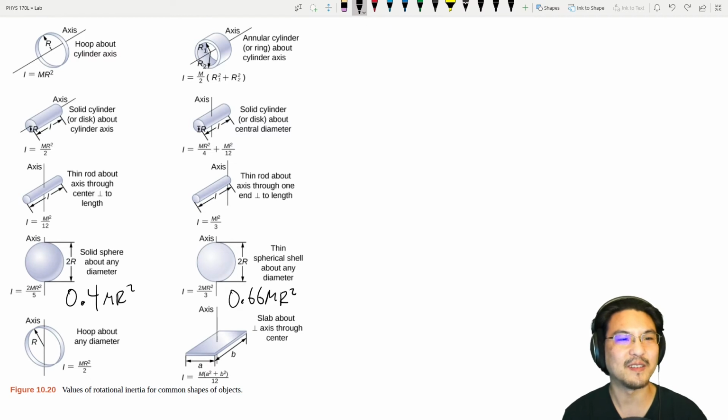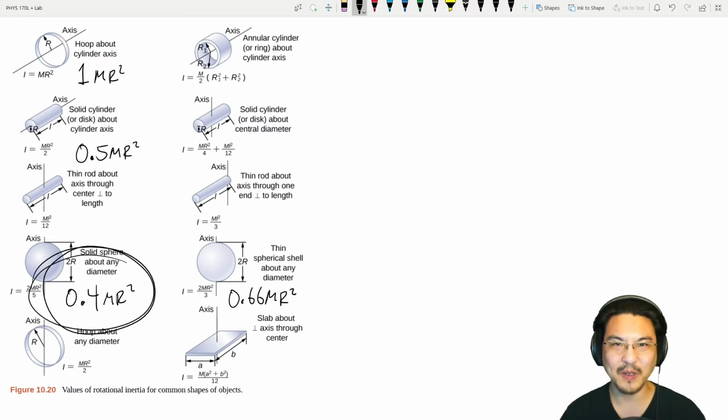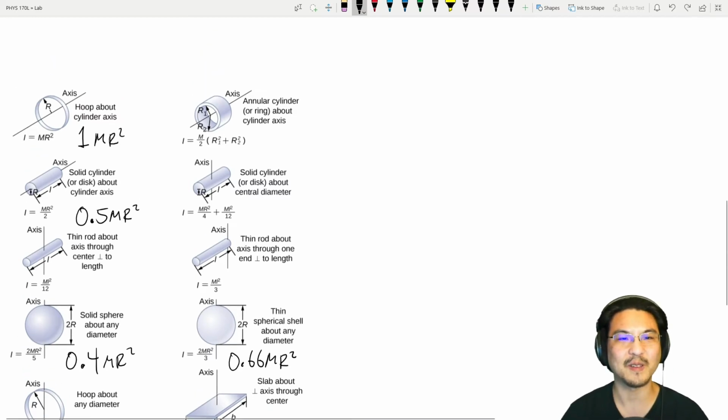Versus, for example, a solid cylinder, 1/2 mr squared. Or you completely hollow it out, so then it's a hoop, an infinitesimally thin hoop, then it's 1. Right? But then say it's partially hollowed out, it's in between these two numbers. So a hoop has the largest moment of inertia, so it would have the slowest acceleration. And something like a solid sphere has the smallest moment of inertia, so it would have the highest acceleration.